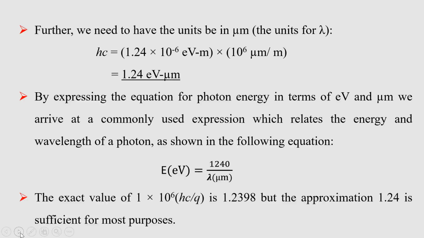The exact value of 10 raised to 6 into hc by q is 1.2398, but approximately 1.24 is sufficient for most purposes. Means this value is written as 1.24, and in terms of the wavelength in nanometers, it is 1240.